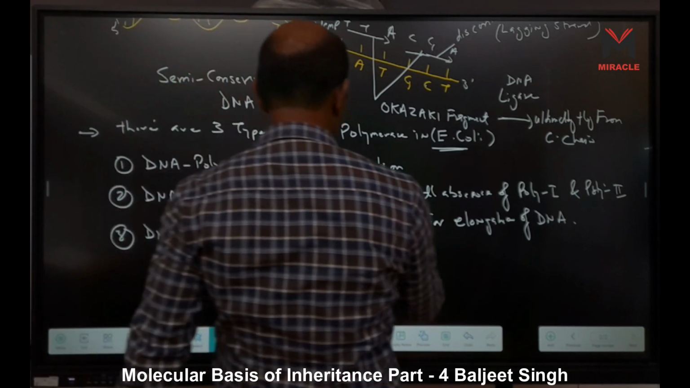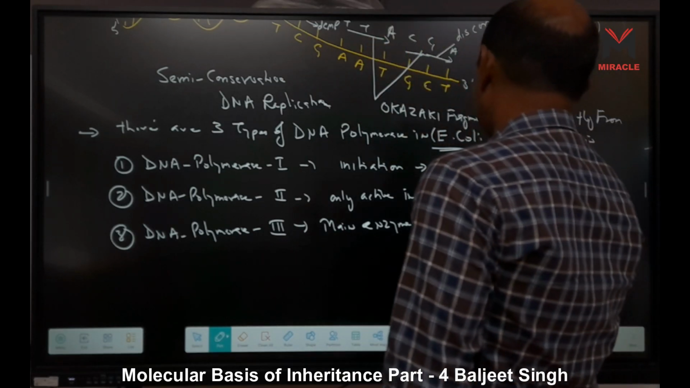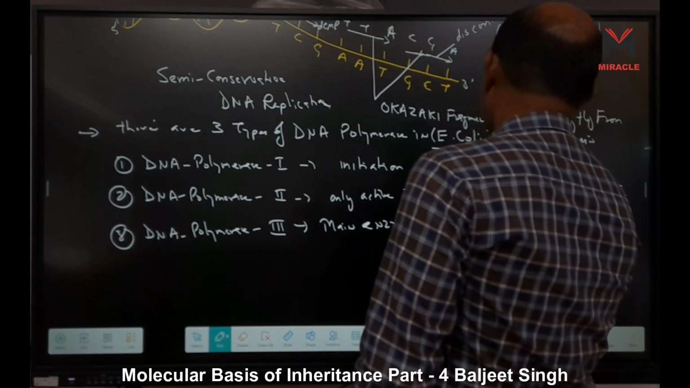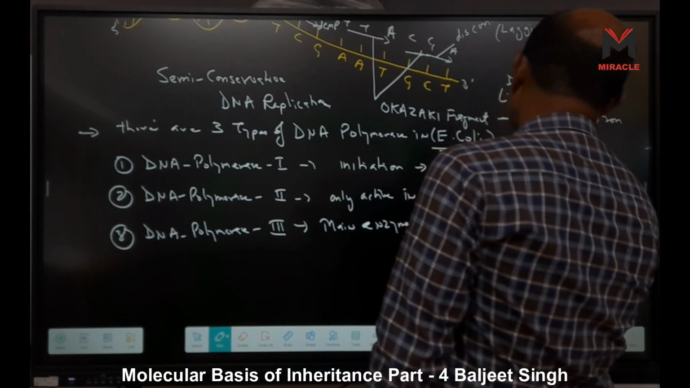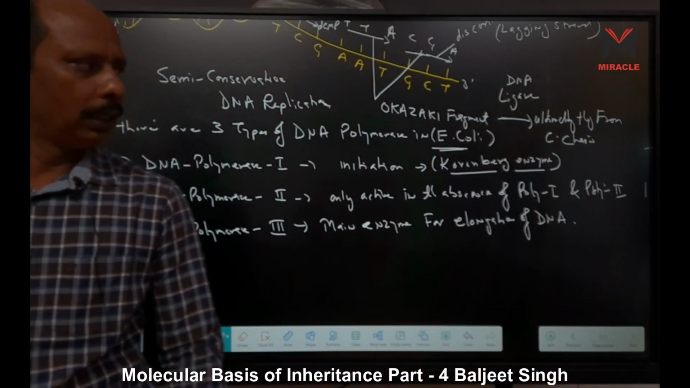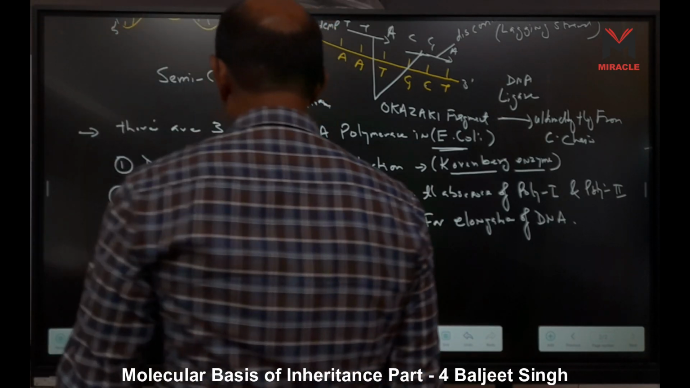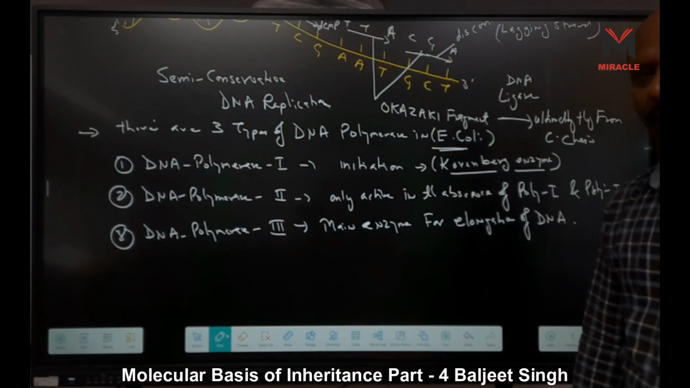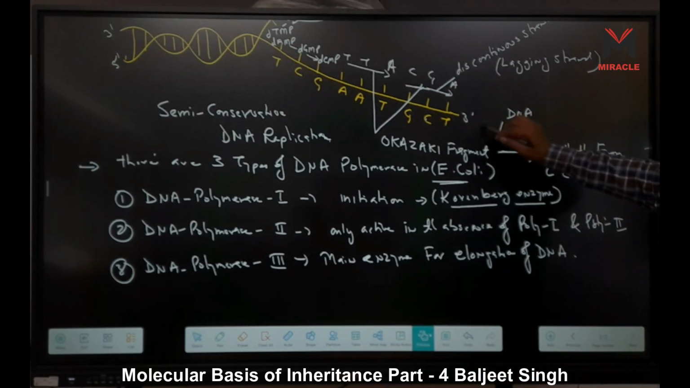This DNA polymerase was discovered by Kornberg, so it is also called the Kornberg enzyme. Because it is discovered by Kornberg, right? Okay, so this is DNA replication, and I think you understand all about DNA replication.